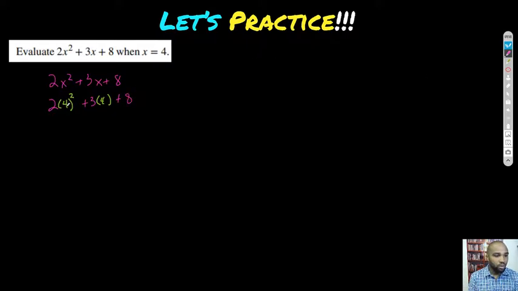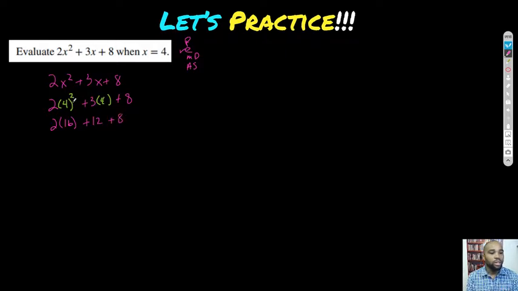All right, so now what do we do first? 2 times 4 or 4 squared? Well, according to PEMDAS, in our last lesson we talked about order of operations. Well, we do our exponents first. So we're going to do 4 squared. So that's going to be 2 times 16 now. Plus 3 times 4, which is 12, and plus 8.